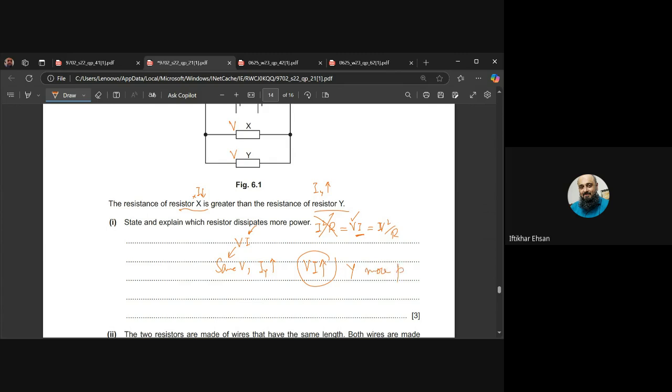How would you explain this question? I'm repeating. You will say both resistors X and Y will receive the same voltage, but being low resistance, resistor Y will receive larger current. So according to formula VI, it will dissipate more power. Right? Clear?